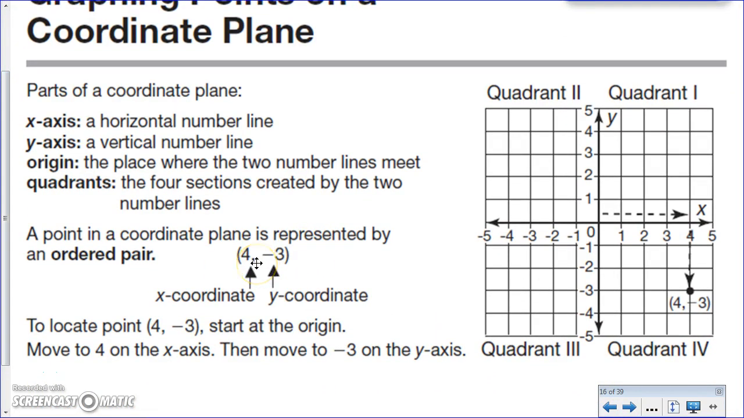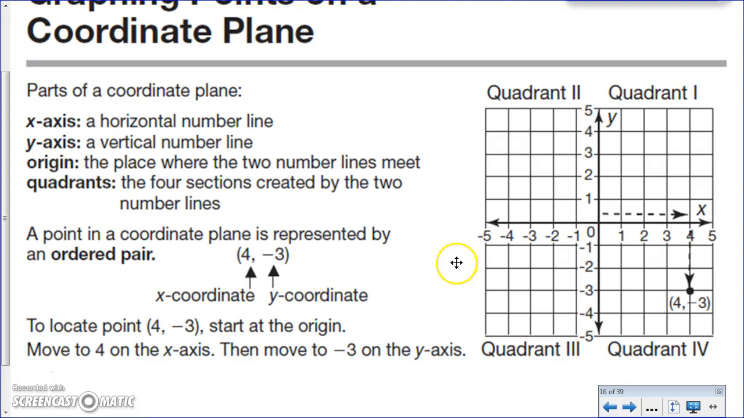So the x-coordinate right here is 4. And you can remember the x-coordinate always comes first because x comes first in the alphabet. So the x-coordinate there is 4 and the y-coordinate is -3. And then an ordered pair is always surrounded by parentheses, one on each side.